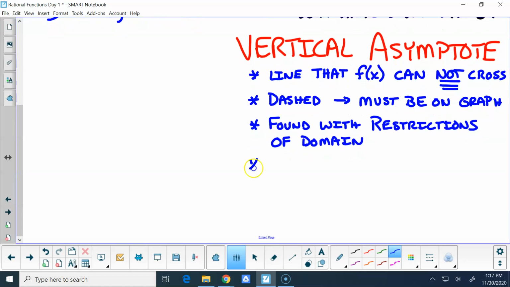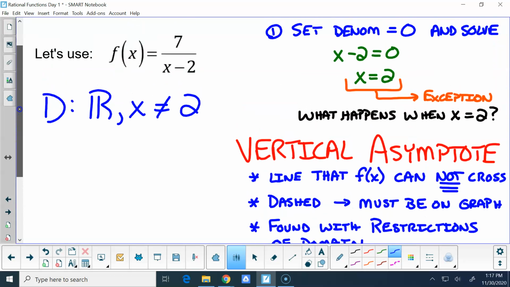As I said before, it is a line. Since it's a vertical line, it will always be of the form x equals some number. That will always be the form of your vertical asymptote. So back in this example, we would have a vertical asymptote of x equals 2. Not just 2. 2 is a number. x equals 2 is a line.